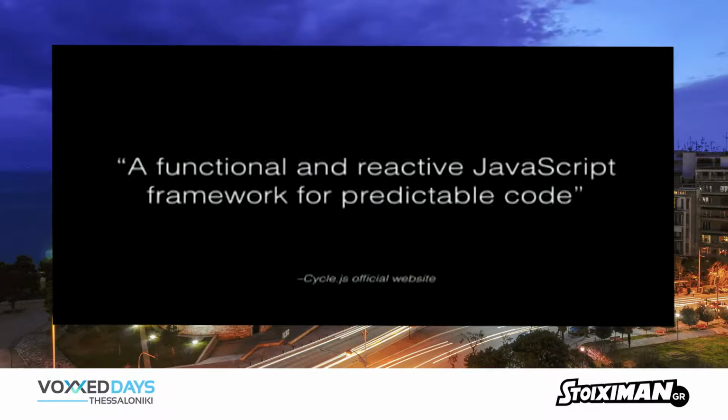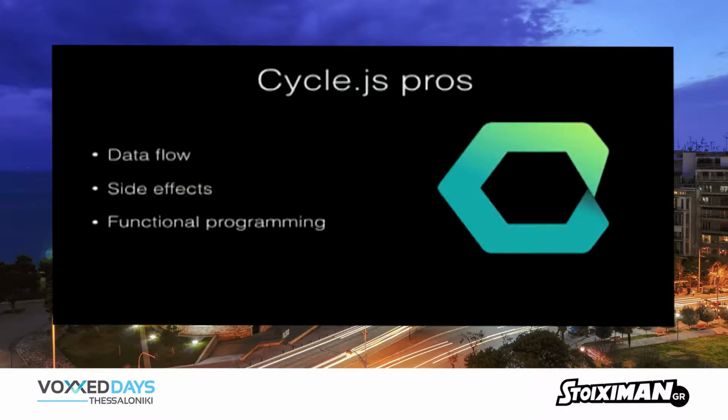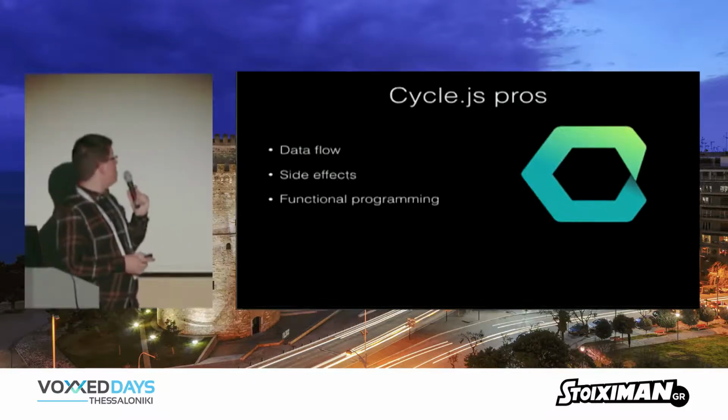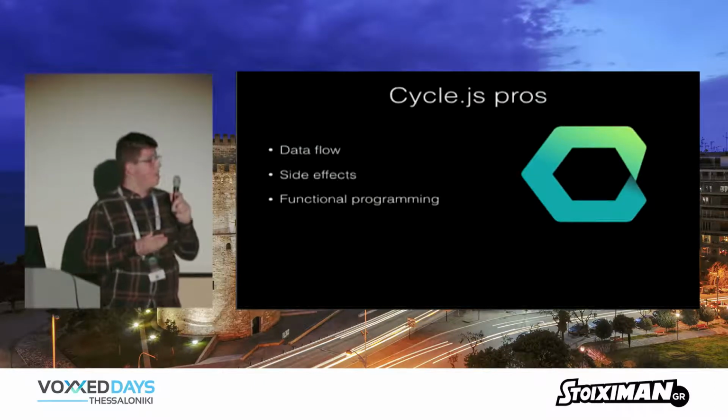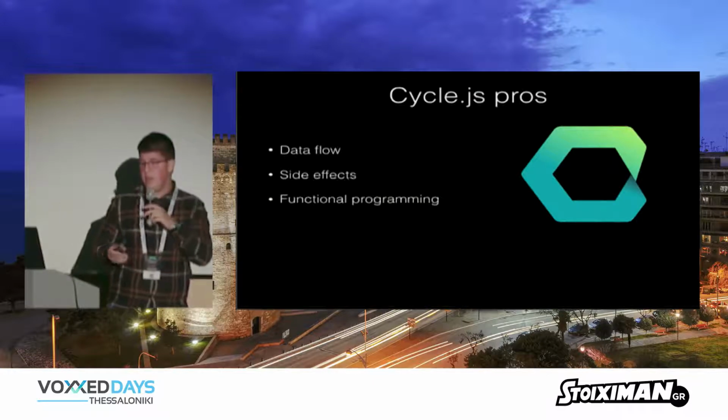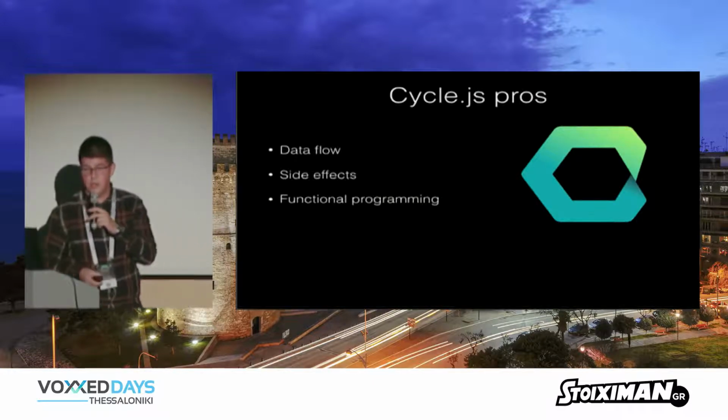So what's the definition of Cycle.js? It's a functional and reactive JavaScript framework for predictable code. So that's what we want in our reactive programming paradigm. We want a functional and reactive JavaScript framework. Cycle.js pros. Those three things were the cons in React. Those three things are now the pros in Cycle.js.